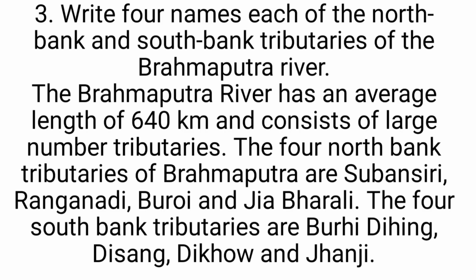Number 3. Write 4 names each of the north bank and south bank tributaries of the Brahmaputra River. The Brahmaputra River has an average length of 640 km and consists of a large number of tributaries. The 4 north bank tributaries of the Brahmaputra are Subansiri, Ranganadi, Burhi and Jiabharali. The 4 south bank tributaries are Buri Dihing, Disang, Dikhow and Jaji.